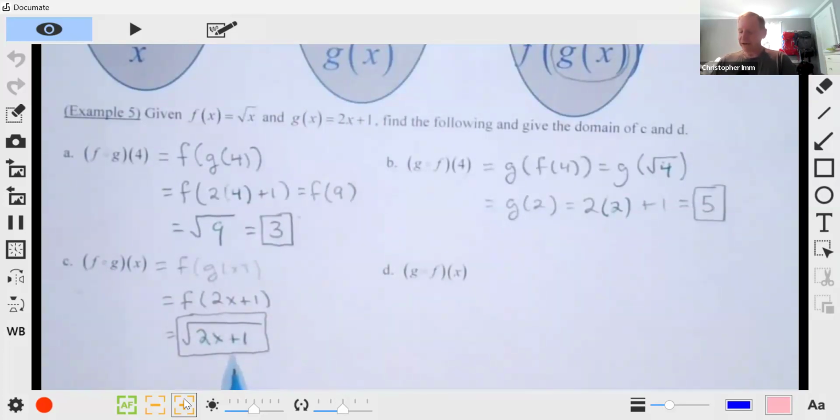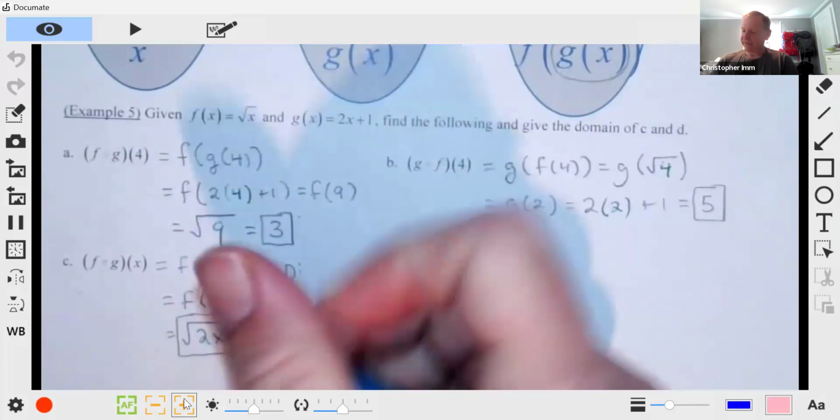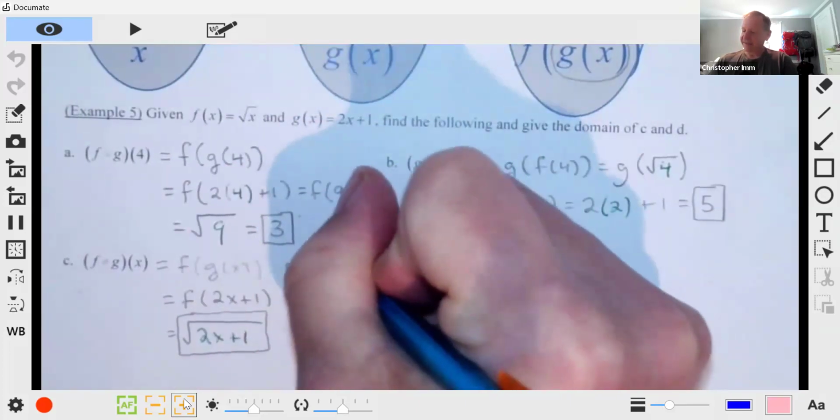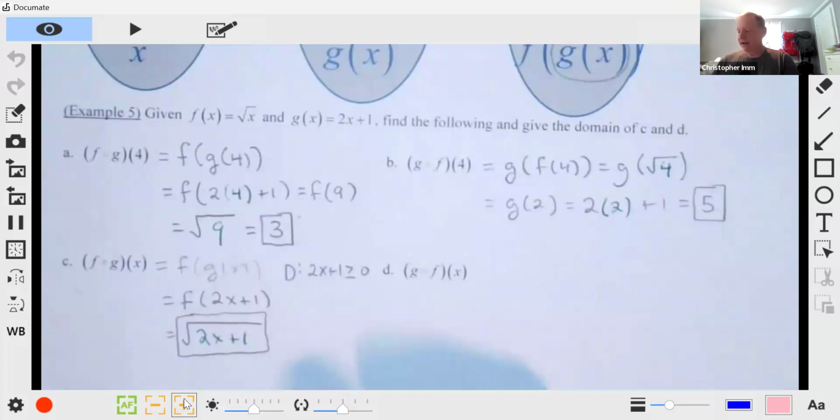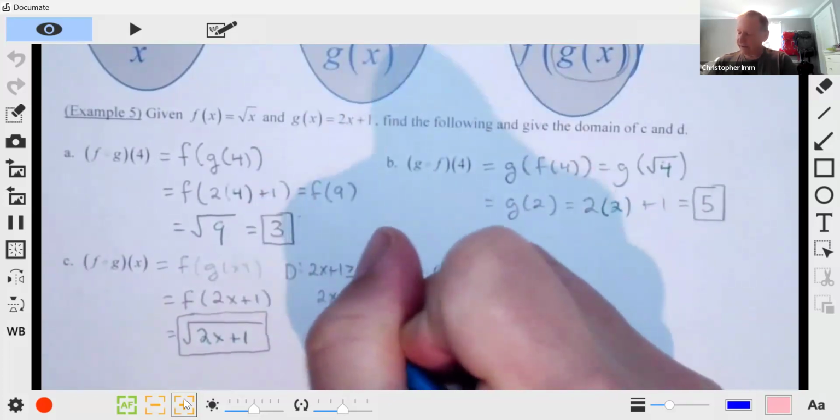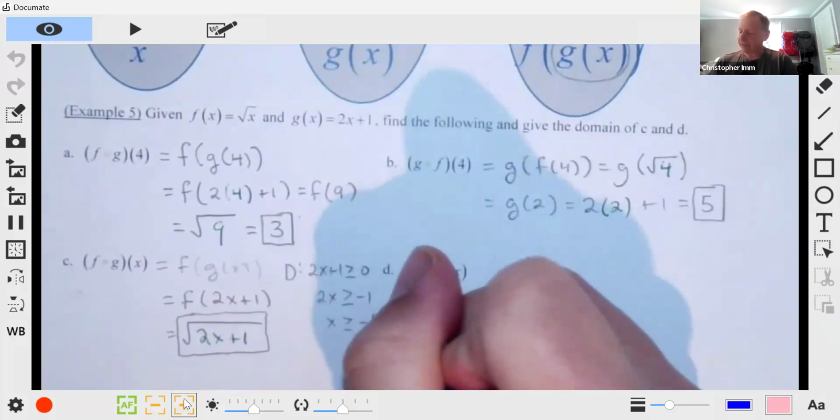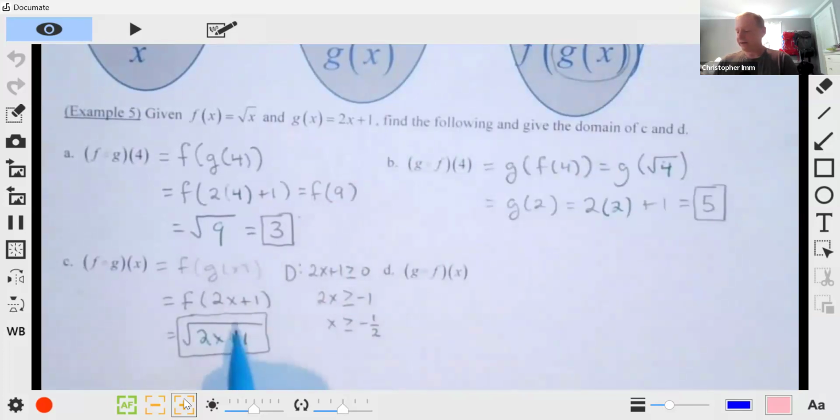I'm trying to find the domain. If you remember from our conversation with the domain, we need to figure out where we have a denominator of 0, no denominators here, where we have negative under a square root. So when we're looking for the domain, that 2x plus 1 has to be greater than or equal to 0. Otherwise, we're going to get an imaginary number. So I'll have 2x is greater than or equal to -1. I'll have x is greater than or equal to -1/2. That's the domain of the new function.